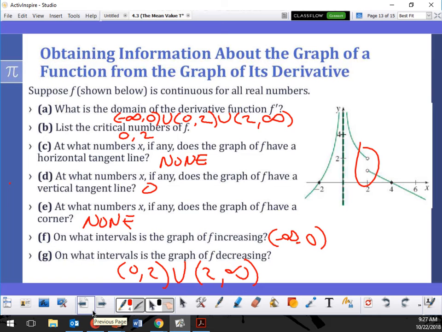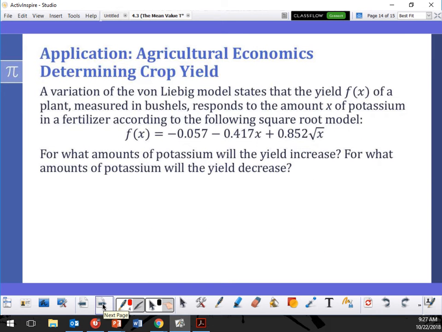All right. Let's take a look at this thing over here. Okay, so a variation of the von Lingberg model states that the yield f of x of a plant measured in bushels responds to the amount x of potassium in a fertilizer according to the following square root model. Okay, for what amounts of the potassium will yield increase? For what amounts of potassium will the yields decrease?